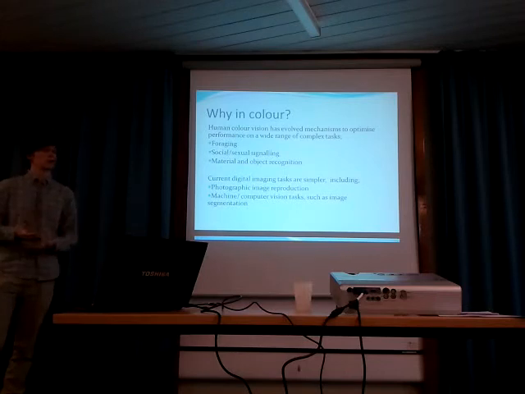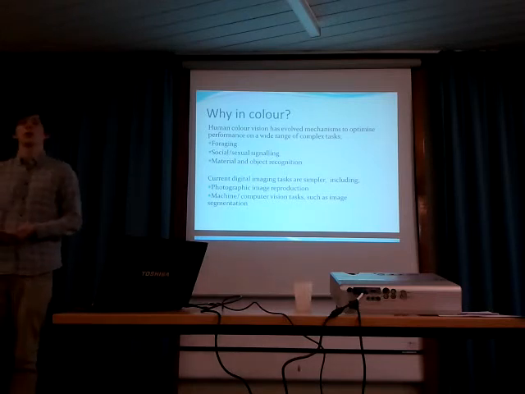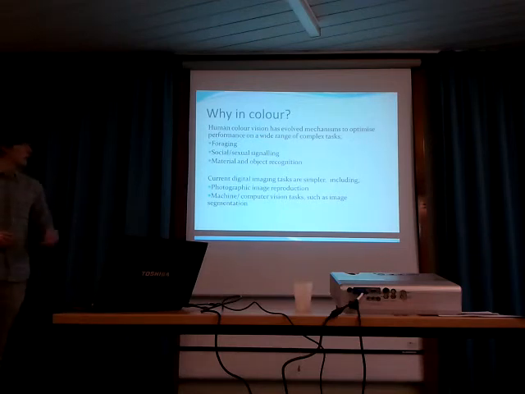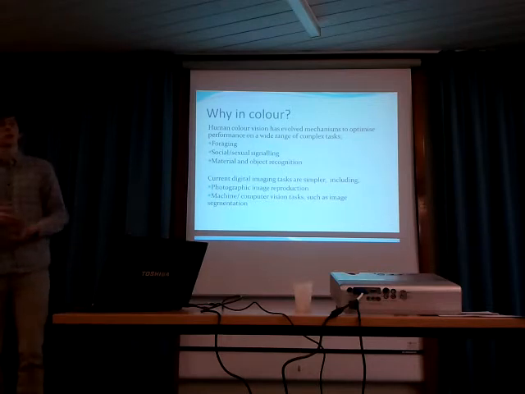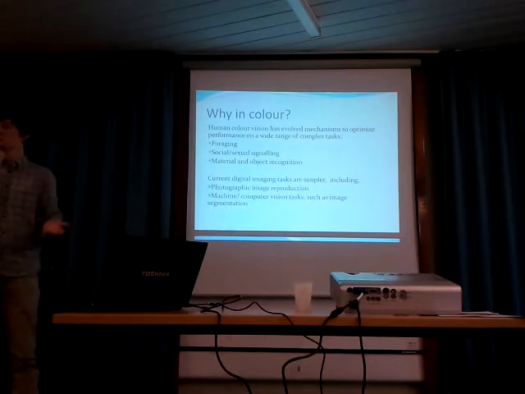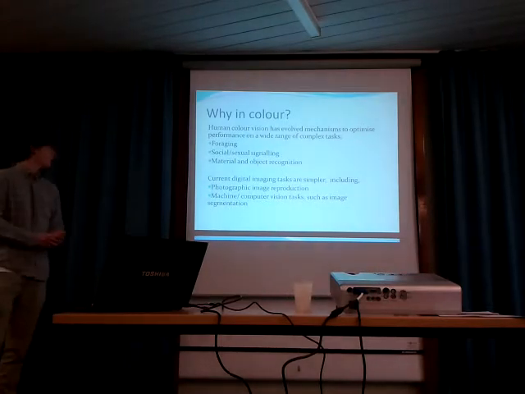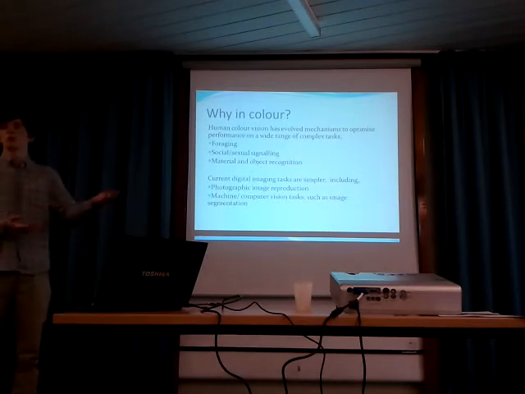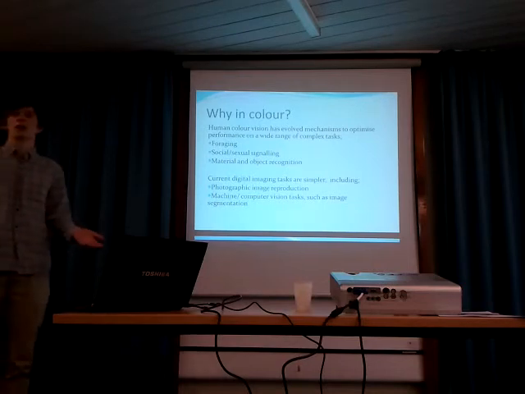The first would be foraging. If you're looking at food, different fruits, how can you tell if fruit is ripe enough to eat? Then also social and sexual signaling, say health reasons. You look at someone's face, you can roughly tell by their color how healthy they are. And going on to material and object recognition, if you're looking for a red ball in a dark room or a well-lit room, you can see it immediately by the color.